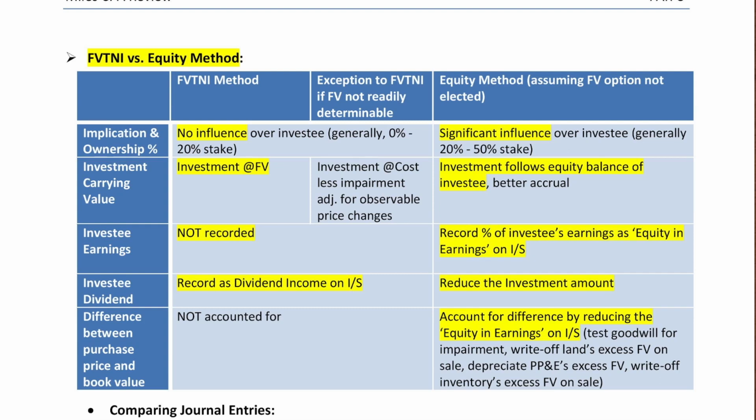Let's say goodwill is tested for impairment. There's a write-off of any land's excess fair value when the land is sold. Depreciate PP&E's excess fair value. Write off inventory's excess fair value when the inventory is sold. And we looked at all of this in the previous example.